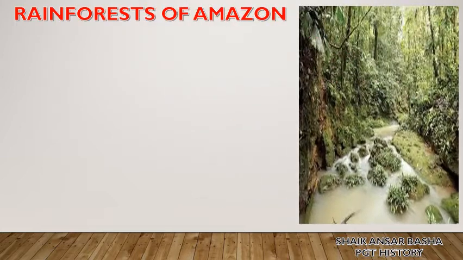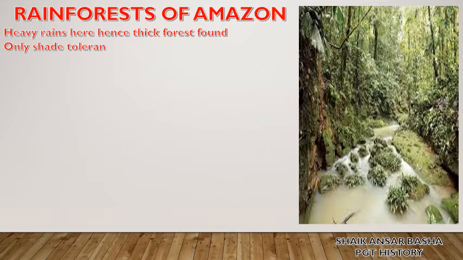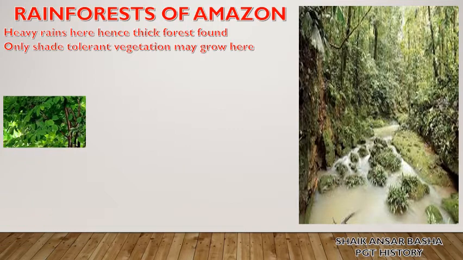These are the rainforests of the Amazon, because throughout the year heavy rainfall and high temperature will be there. That is the specialty of the rainforest. Because of the heavy rains, thick forests are found here. The density of the forest is very high. Only shade tolerant vegetation may grow here. These are the shade tolerant vegetation that will grow in the Amazon rainforest.